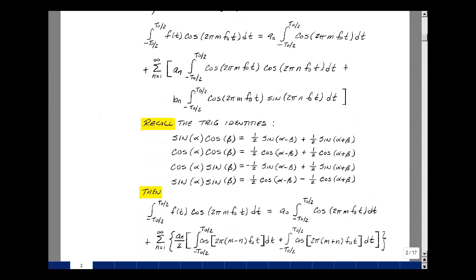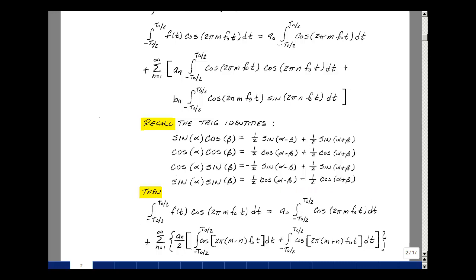And recall the following. The sine times the cosine is 1/2 the sine of the difference plus 1/2 sine of the sum. Cosine cosine is 1/2 the cosine of the difference plus half the cosine of the sum. Cosine sine is minus 1/2 the sine of the difference plus 1/2 sine of the sum. And then sine sine is 1/2 the cosine of the difference minus 1/2 the cosine of the sum.